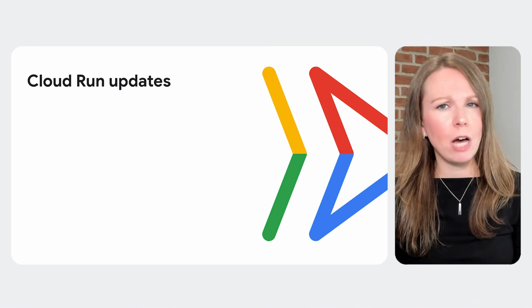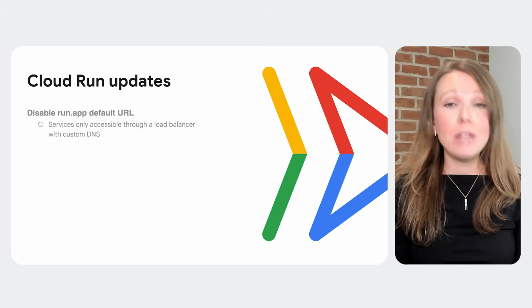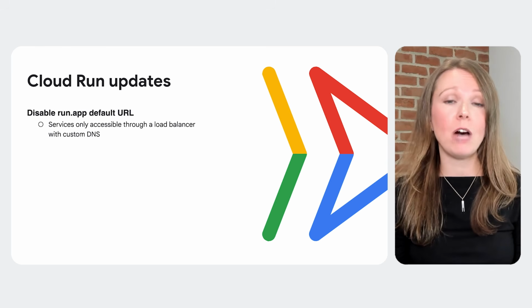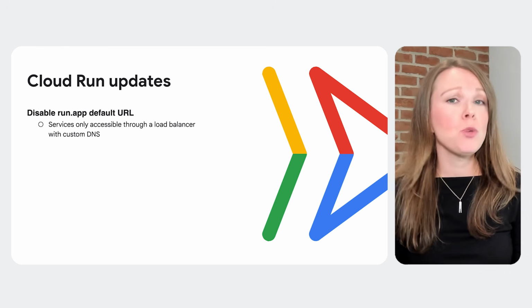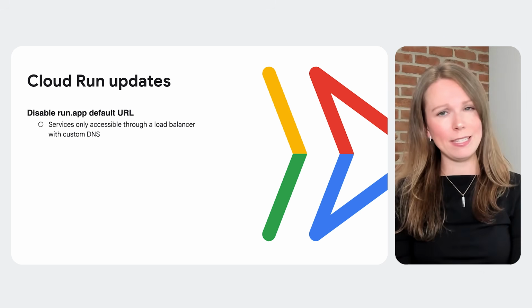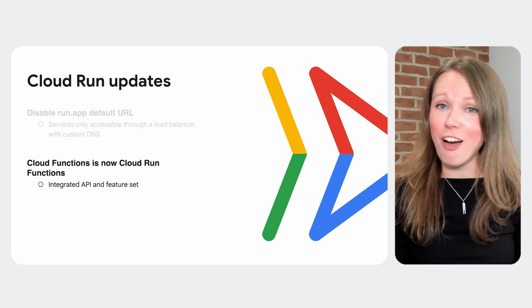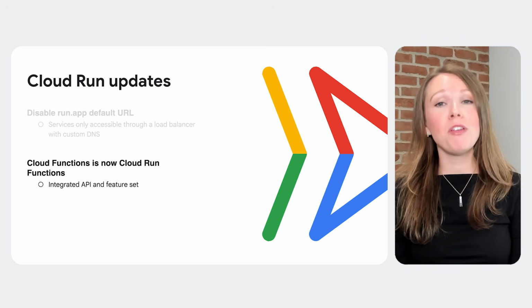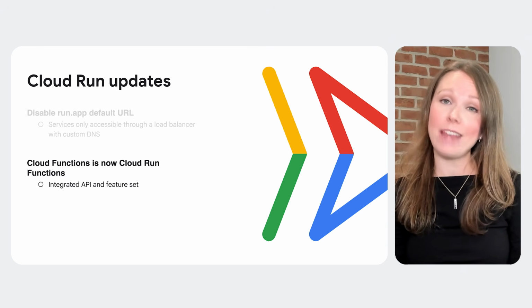Let's touch on a few Cloud Run networking updates outside of the ingress and egress patterns. You now have the ability to turn off the Cloud Run default run.app URL. This is a great option if you want to restrict your Cloud Run service to only being accessed via load balancing. Additionally, Cloud Functions is now Cloud Run Functions. So for newly deployed functions, all of the concepts discussed in this video and the last one now apply.